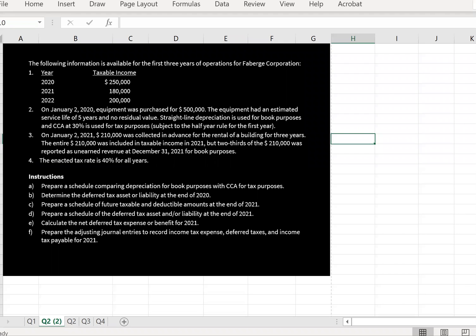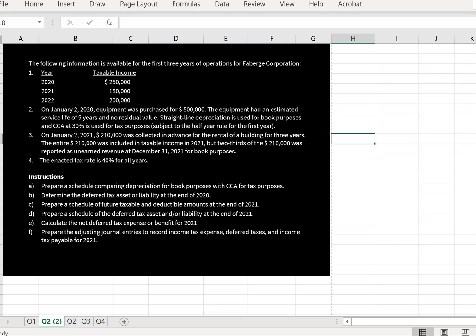Let's review the Chapter 18 quiz question 2. The following information is available for the first 3 years of operations for Fabergé Corporation. And we're given the taxable income for 2020, 2021, and 2022.